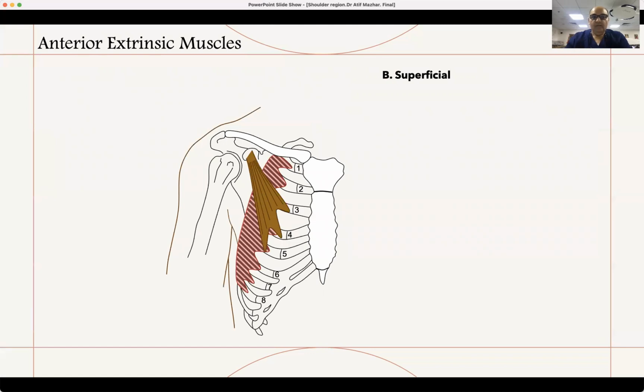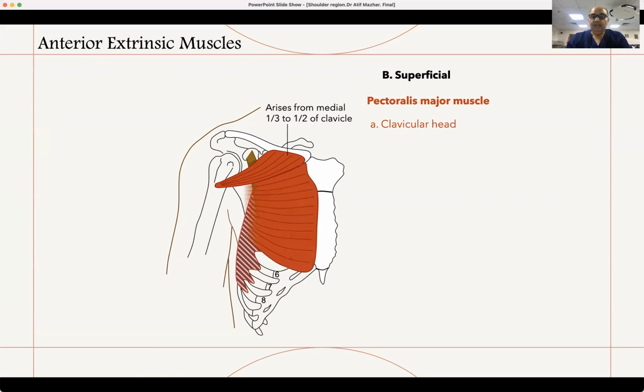Now, we have covered the deeper ones, and they were serratus anterior and pectoralis minor. Now let's talk about a superficial one. And there is my pectoralis major, a very major muscle. Look at it. Part of it is coming from the clavicle. That is the clavicular head. And then the sternocostal head. And it has another head which comes from the abdomen. I'm not showing it here. So it has two heads, clavicular part and sternocostal part.